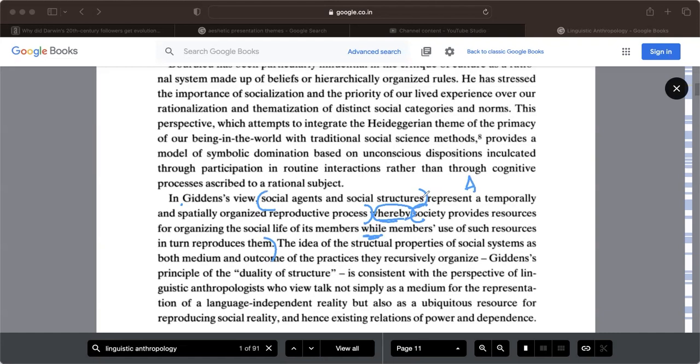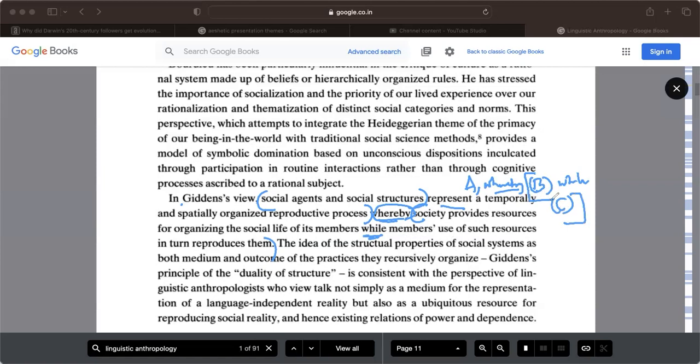A complete idea is a clause, which has a subject and verb combination. So social agents and social structures is the subject, represent is the verb. These two put together is the clause. So A represents B. A represents a temporally and spatially organized reproductive process. Idea number one, A, whereby, which is your conjunction, society provides resources for organizing the social life of its members. That's the second idea, second clause B. And then a conjunction while, members' use of such resources in turn reproduces them, which is C. So the idea of this sentence is like this: A whereby B while C.